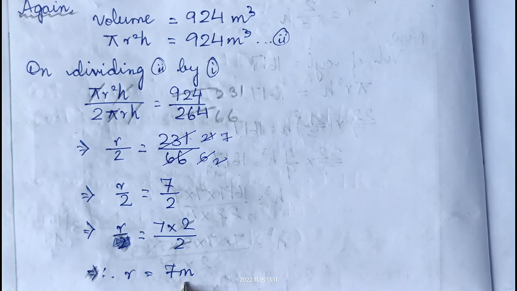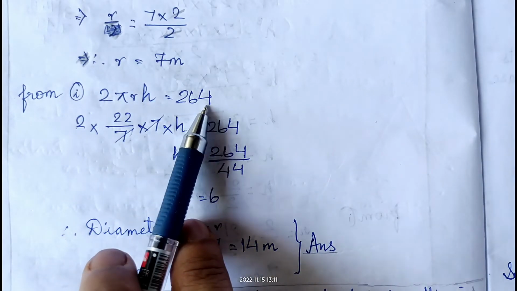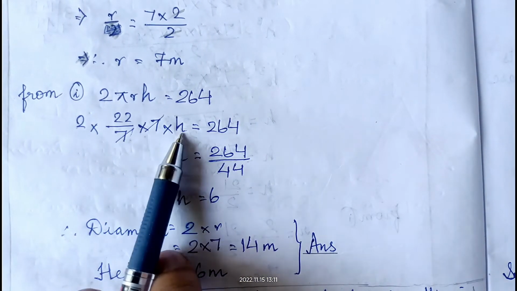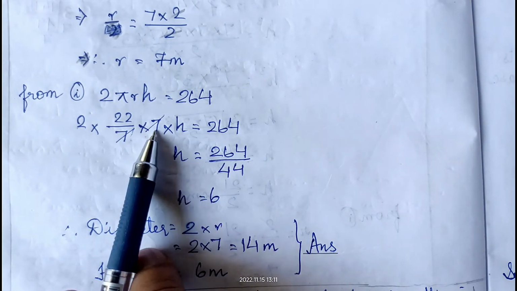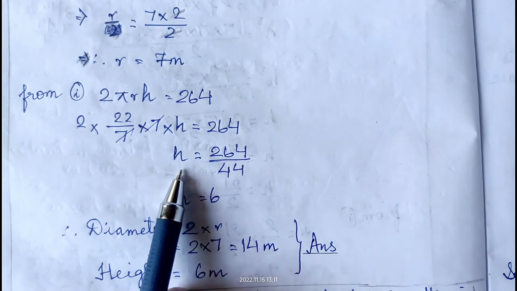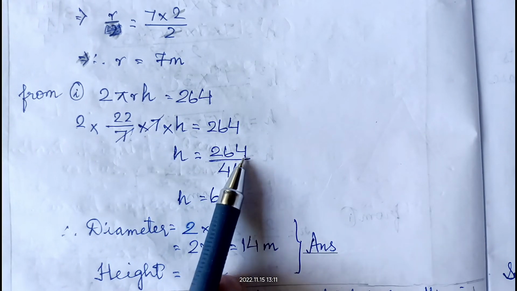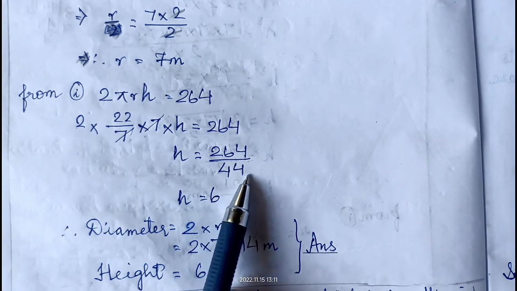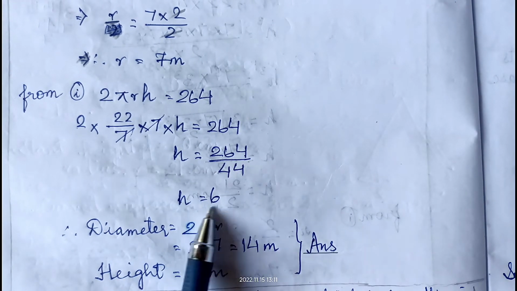Now we have to calculate height. For this we are going to replace this value in equation number 1. So 2 pi rh is 264. So 2 pi is 22 by 7 into h is 264. This 7 and 7 can be cancelled. So h equal to 264 divided by 2 into 22, 44. 264 divided by 44, it will be 6. So height is 6 meter.